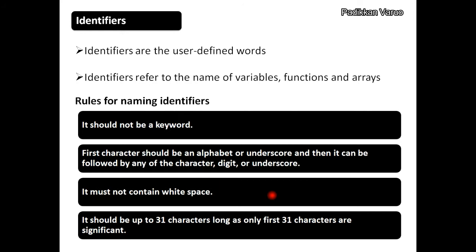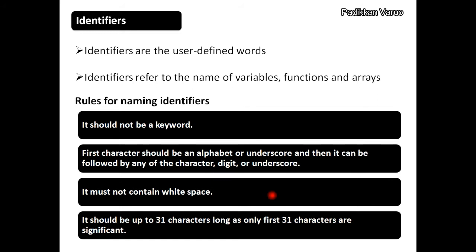The first one is it should not be a keyword. As we already discussed, if we use a keyword as an identifier, then an error will be raised by the compiler. The second rule is the first character should be an alphabet or underscore, and then it can be followed by characters, digits, underscore, etc. So that is the second rule.